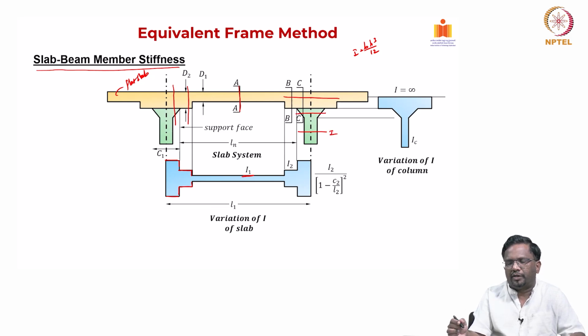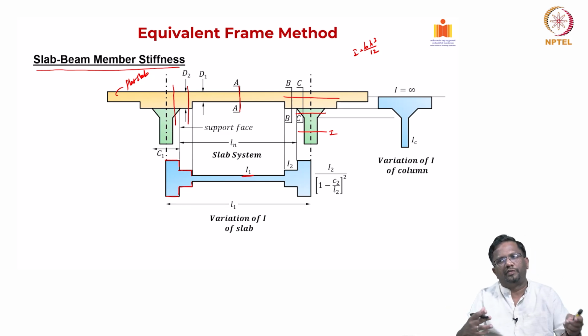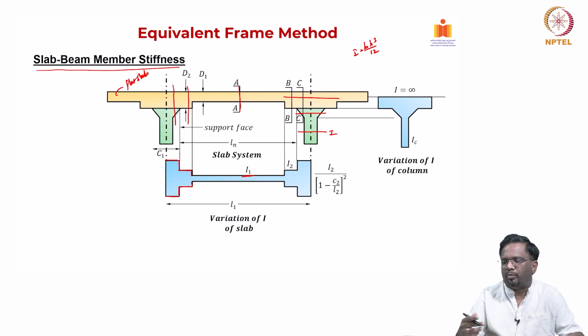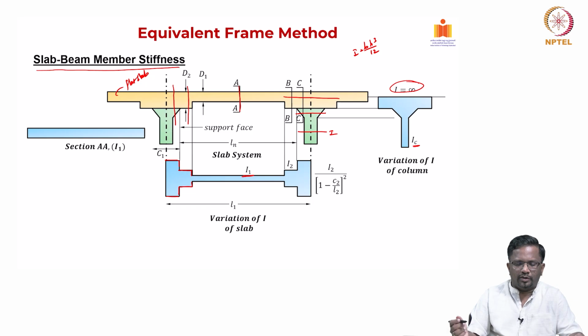Now, if you take a section for the column, it is all stiffened by the slab, so your moment of inertia will tend to become very high, which is infinity, right. So this is the variation of moment of inertia for the column as well. There is a moment of inertia variation for the slab beam element, and a moment of inertia variation for the column element. Now these are the different sections that we have discussed, A, B, B and I2.